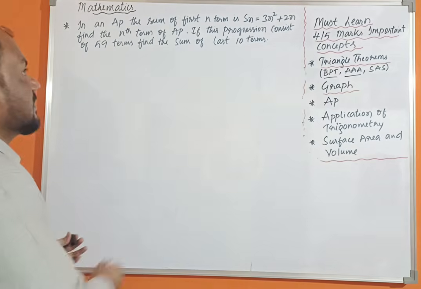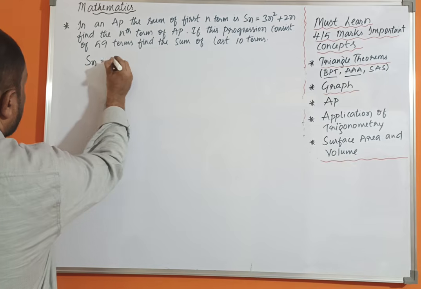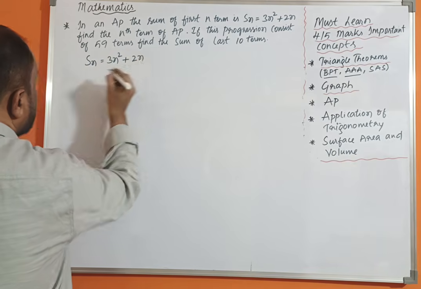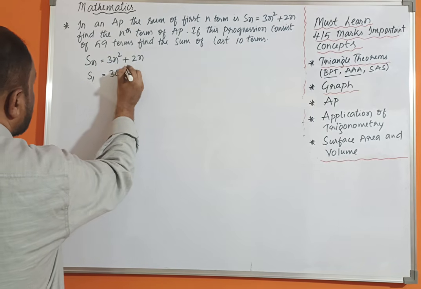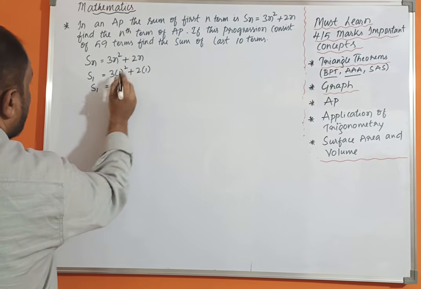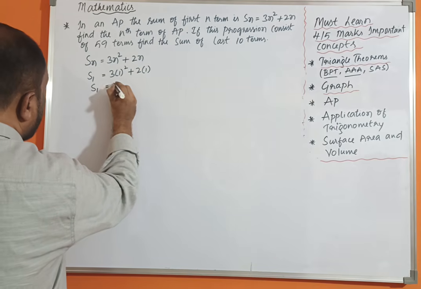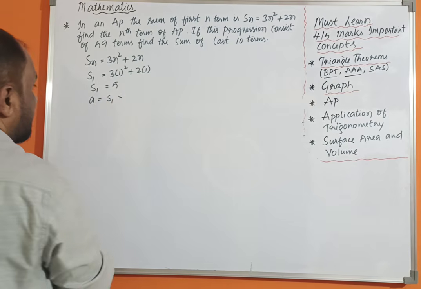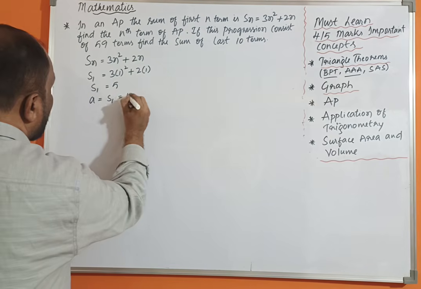So here, what is given? Sum of n terms is given. Sn is equal to 3n square plus 2n. So we'll take n is equal to 1. S1 is 3 into 1 square plus 2 into 1. So S1 is equal to 1 square is 1, 1 into 3 is 3, 2 into 1 is 2, 3 plus 2 is 5. So A is nothing but S1. So we got value 5.